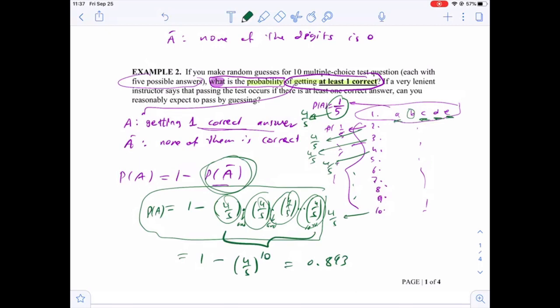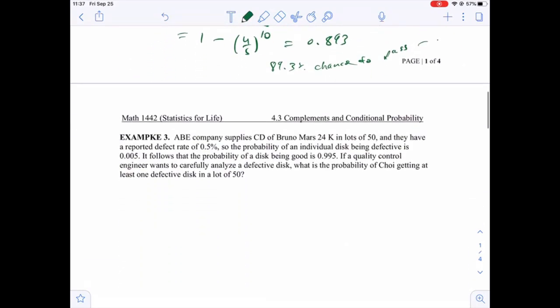So there is 89.3% chance to pass the course just by guessing the exam. So we have 89.3% chance to pass the exam only by guessing the answer, the correct answer. Okay.